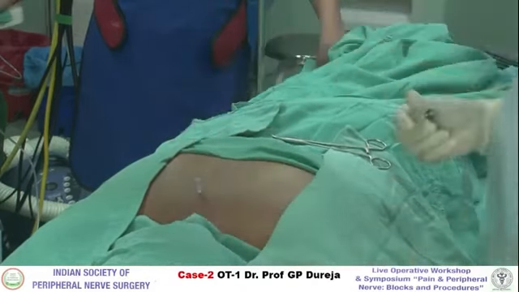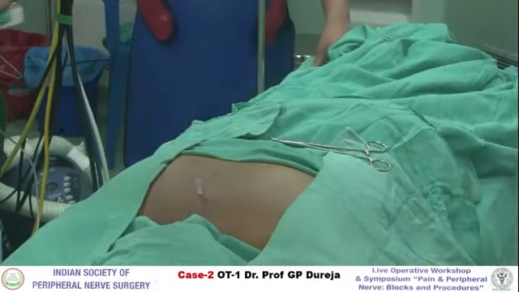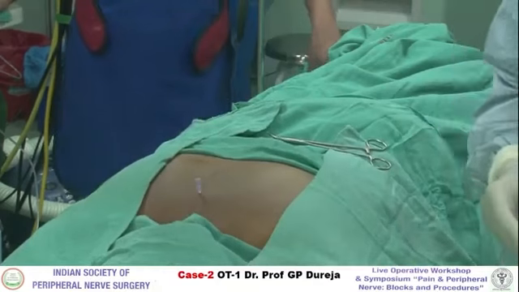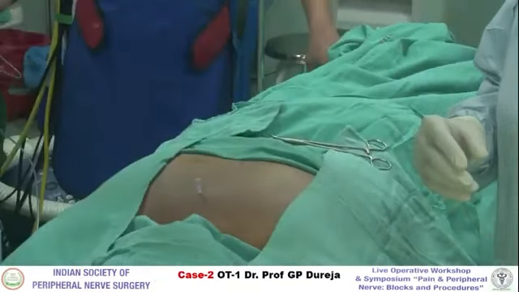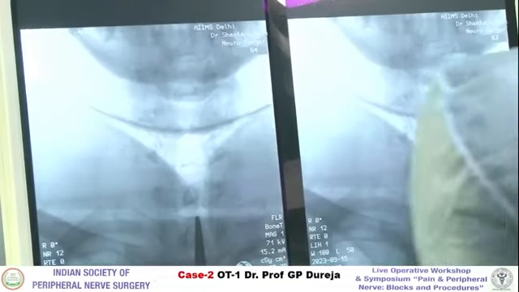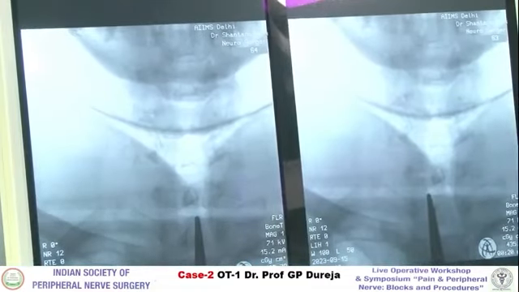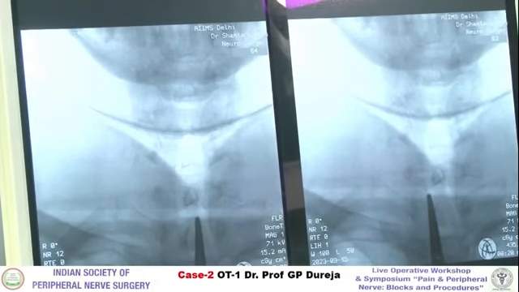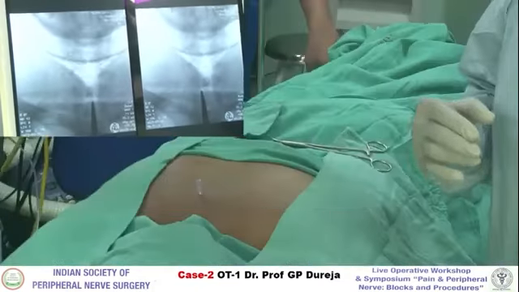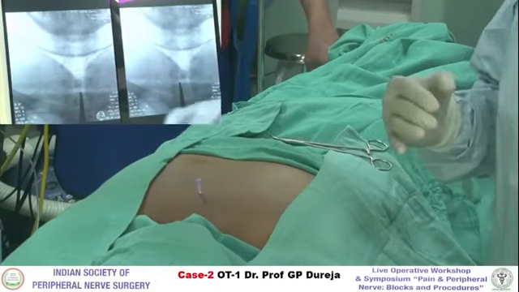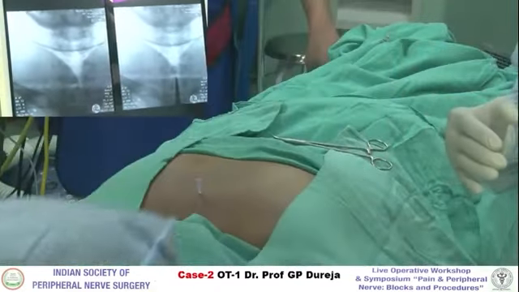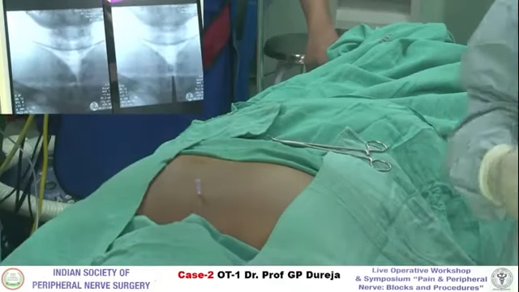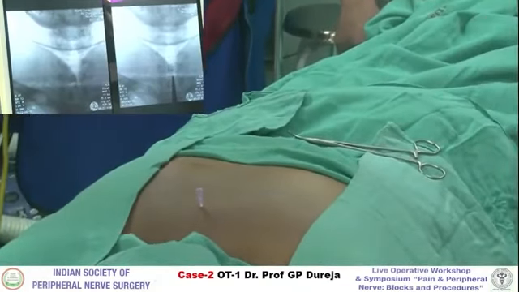Sir, please enlighten us on the level which you selected and how. We are going at C7 and T1 level. You can see on the C-arm, we have given local anesthetic as per the interlaminar space at C7 and T1. Please check the sound quality. We are not able to hear clearly. It's blurring.